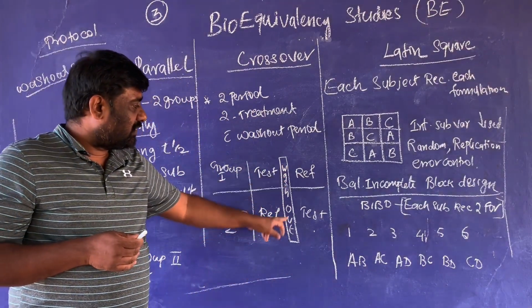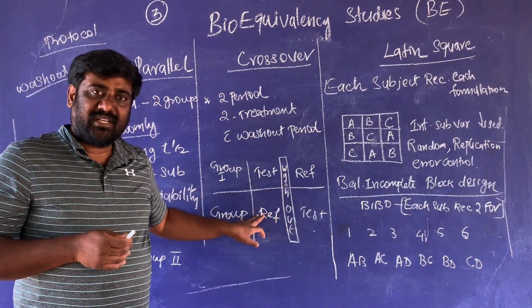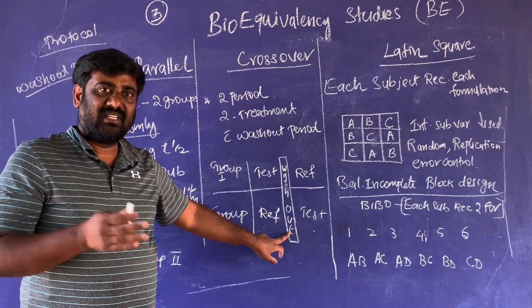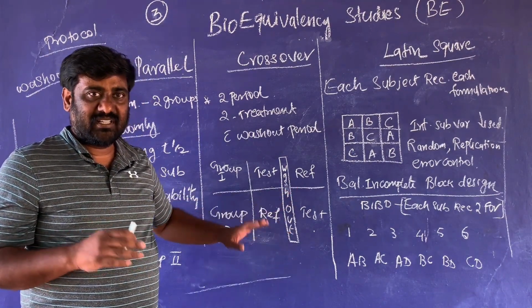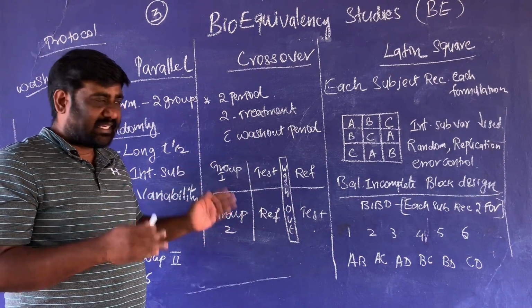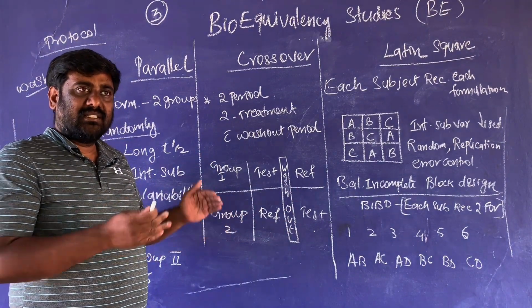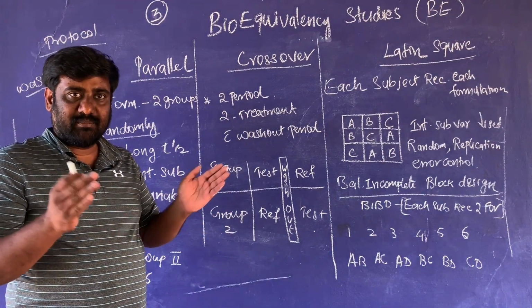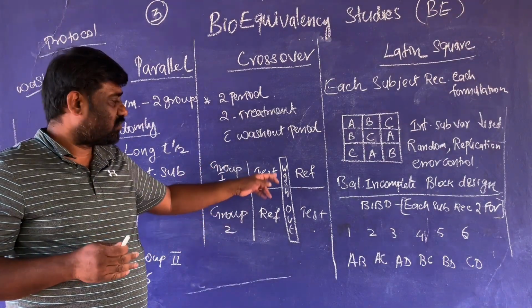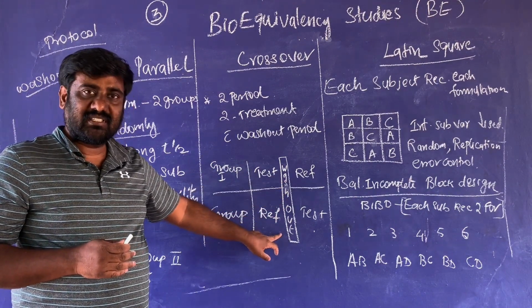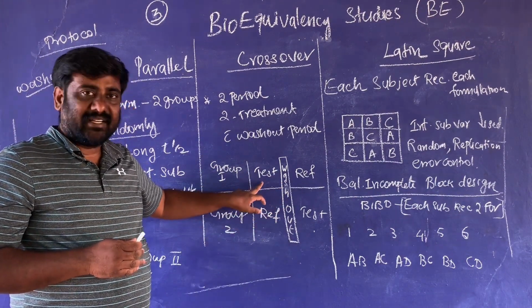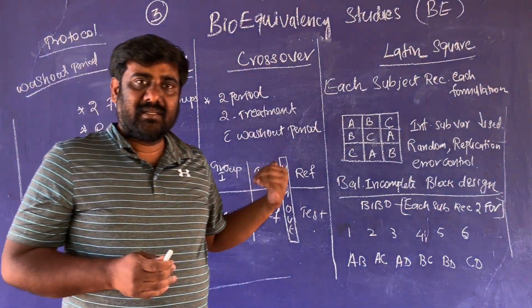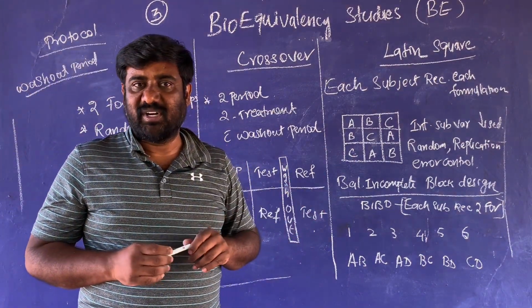Now we should give the volunteers a washout period, generally 1 week. I'll explain what the washout period is. The washout period is nothing but the time given between the first treatment and the second treatment. Why is this washout period given? For the complete elimination of the first treatment drug from the blood, so that it goes off from the body.